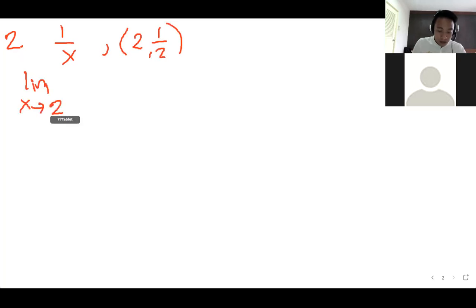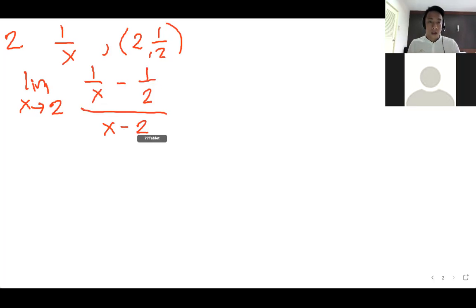And then we have the f of x. Our f of x is 1 over x minus our f of a is 1 over 2, all over x minus our a is 2. Okay? So, ang ginawa ko dito is I just change all the parts into its given equation or a number. Okay? Para ma-solve natin siya.